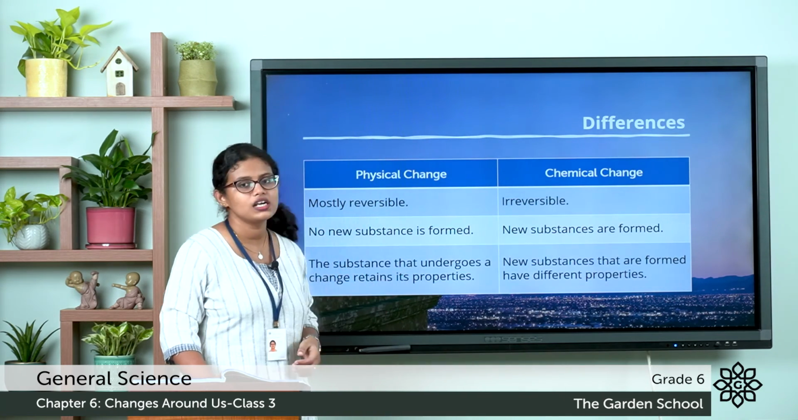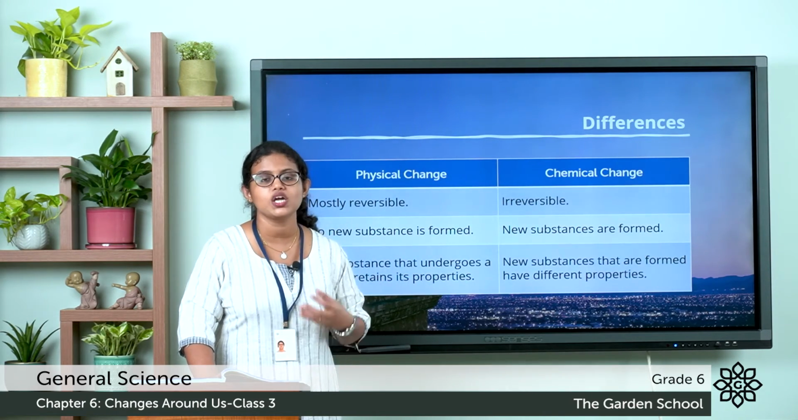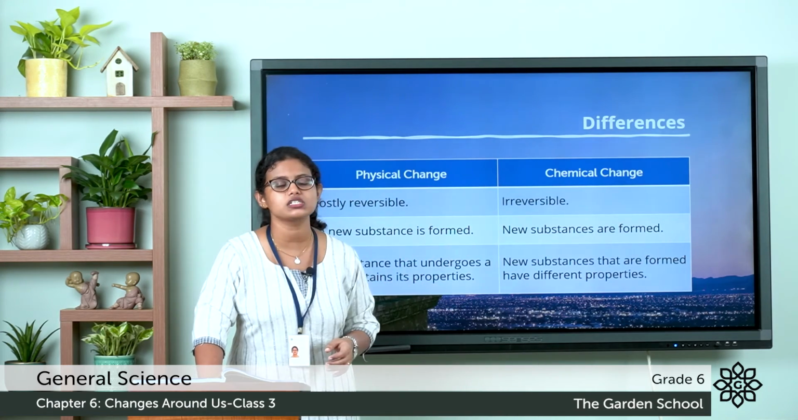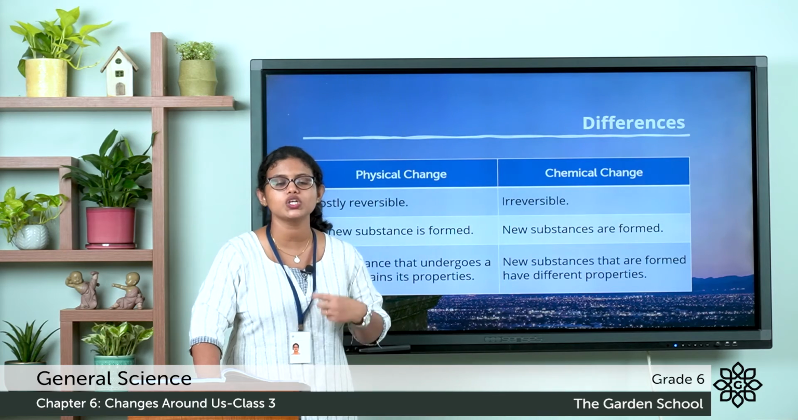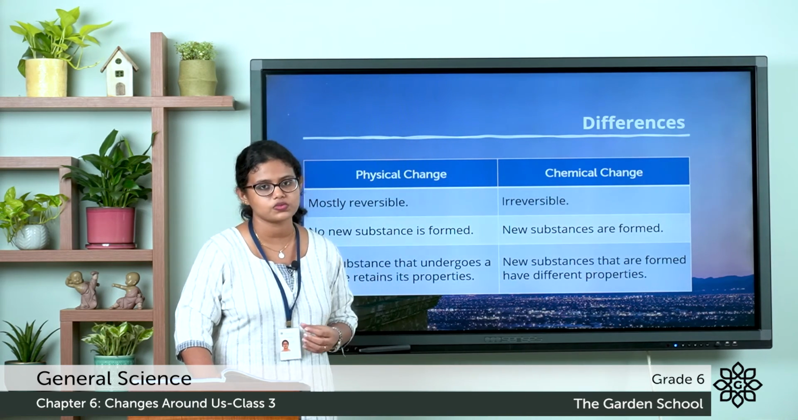The next is no new substance is formed. In a physical change, no new substance is formed. But what about chemical change? New substances are formed. In chemical change, the chemical properties will change and new substances are formed.